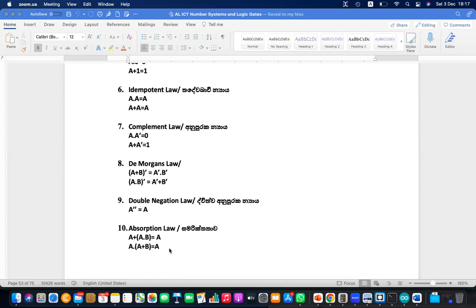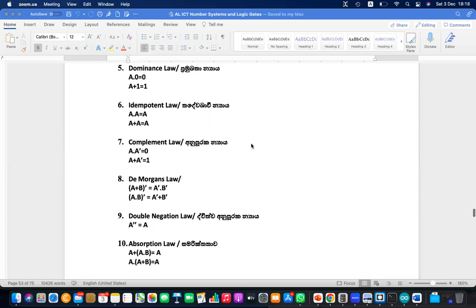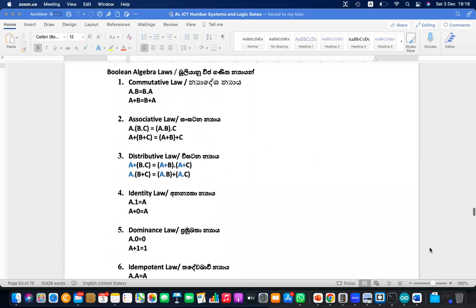So let's see how this works. I'm going to do the first exercise with the absorption law. First of all, please write down these laws in your book very quickly.